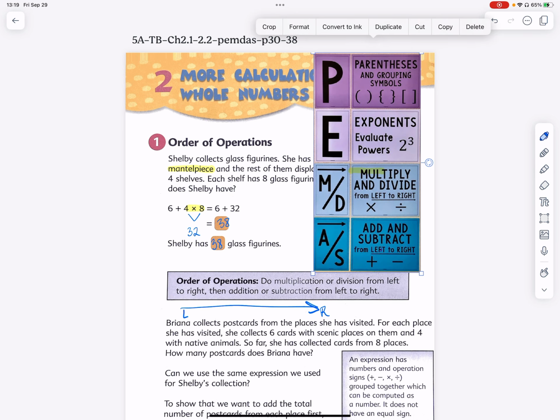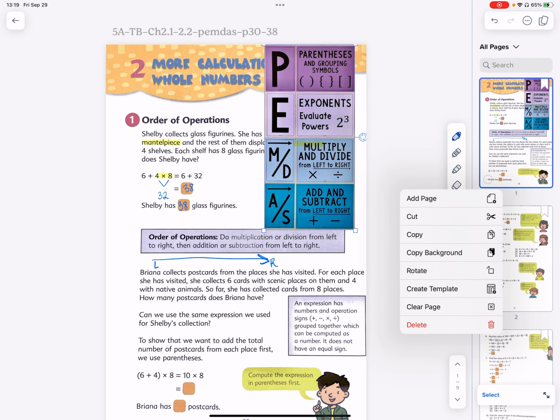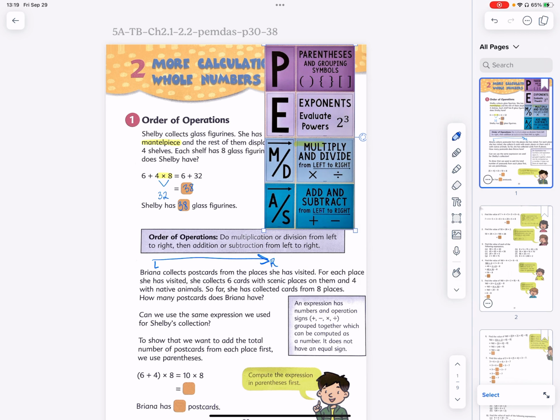Just to reiterate, we have please for parentheses, excuse for exponents, my dear to multiply and divide, Aunt Sally to add and subtract. Please excuse my dear Aunt Sally. Now, this is a simple mnemonic that helps you remember, if you still don't remember from last year, which rules we address first. Let's practice order of operations.